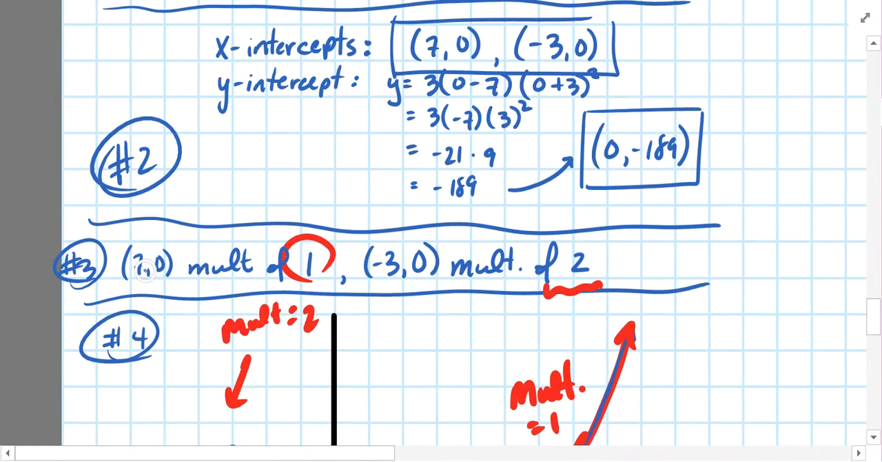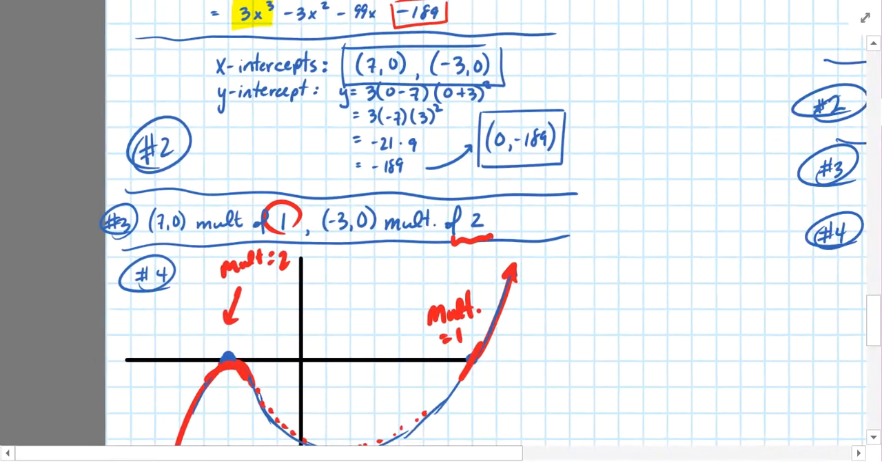At the zero, or x-intercept of (7, 0), we had a multiplicity of 1, so the graph will behave linearly at that point. At (-3, 0), we have a multiplicity of 2, so the graph will essentially behave like a quadratic.